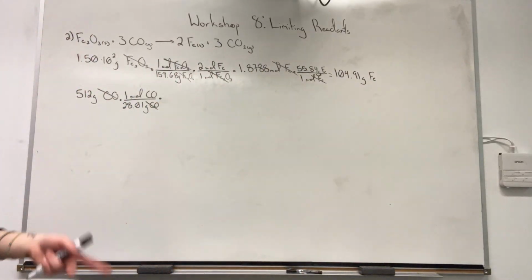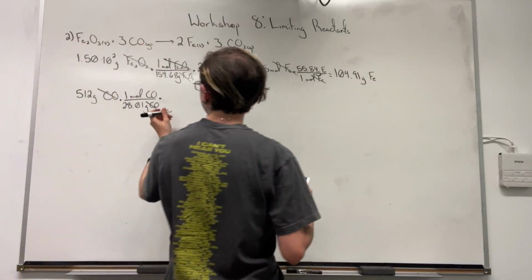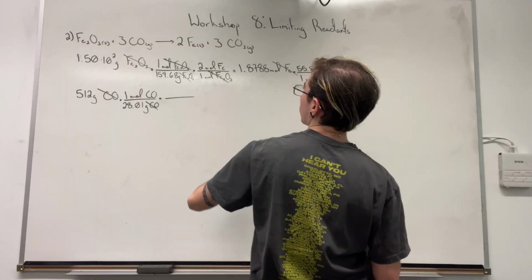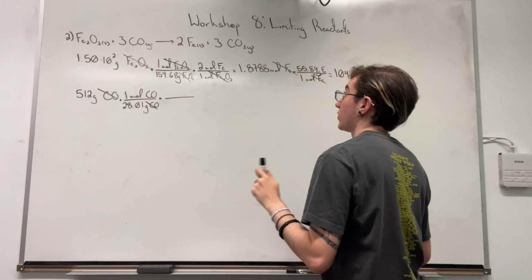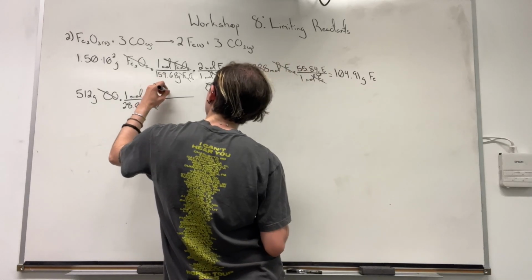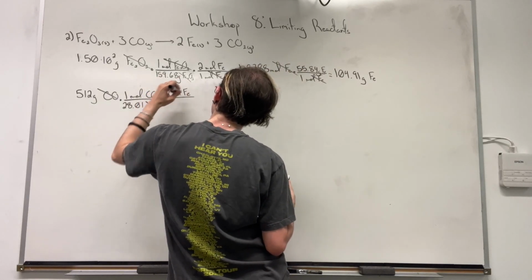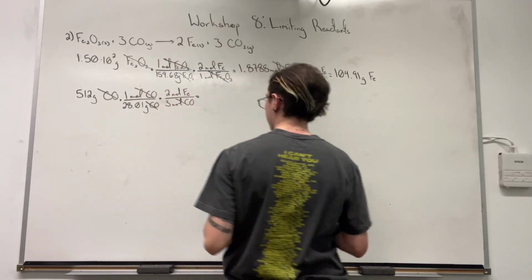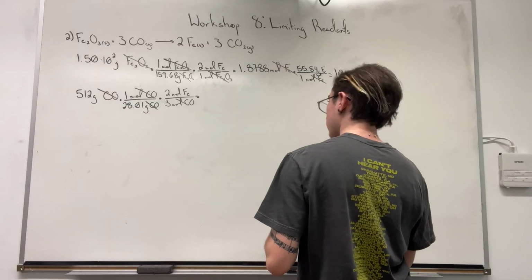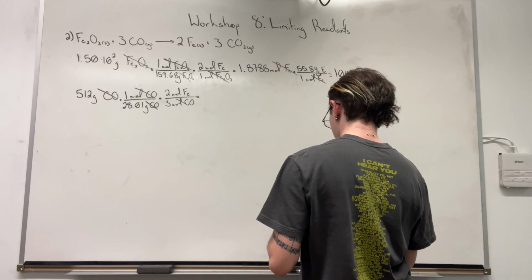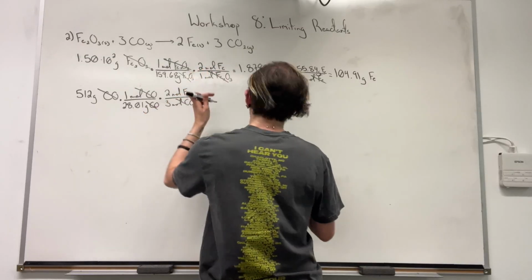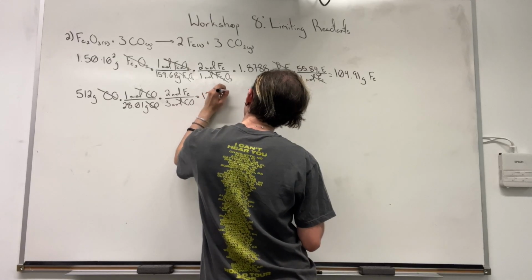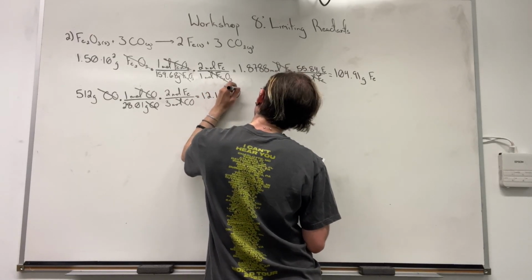Now moving on to the carbon monoxide, doing the same work with our different ratio. We are in moles of carbon monoxide, and we need to get to moles of iron. There is a 3:2 ratio now between our carbon monoxide and iron. 2 moles of iron are produced from 3 moles of carbon monoxide. Times 2 divided by 3. And so 512 grams of carbon monoxide produces 12.186 moles of iron.